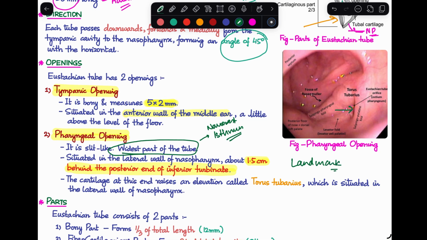And as you can see in this image, we can see something called the torus tubarius here. The cartilage at the end of the pharyngeal opening of the eustachian tube raises an elevation known as the torus tubarius, which is again situated in the lateral wall of the nasopharynx. So these are our two openings. The tympanic opening is bony and the pharyngeal opening is cartilaginous, and both have their different attributes.